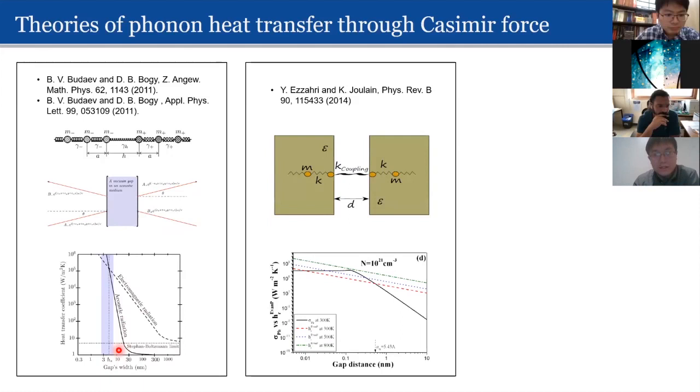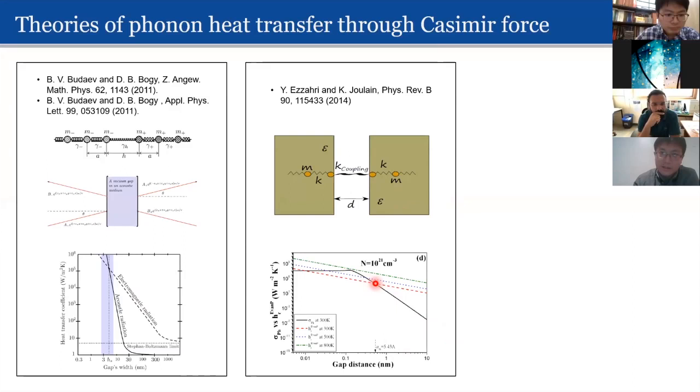there's another paper from a French group. He also makes a similar argument: for two solids, the phonon is described by a spring, and their coupling is provided by the Casimir force. He made some approximation assumptions. He also has a similar prediction that when the gap between the two solids is less than about five angstroms, then the phonon effect can dominate over the thermal radiation effect.